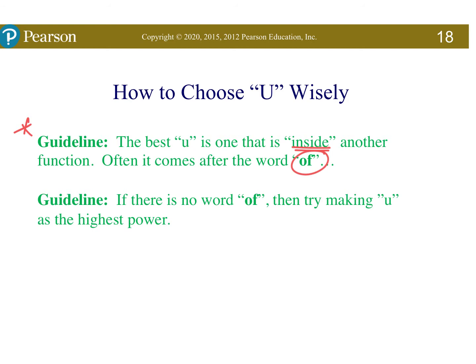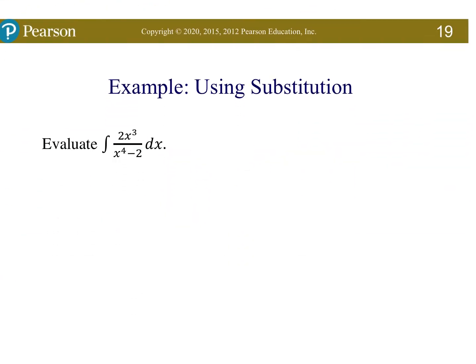Now, if there's no "of," or you can't figure out how to read that with the word "of," then try making your u the highest power. Often that will work. So it's trial and error and it's practice, and that's why we practice. So let's take a look at this.